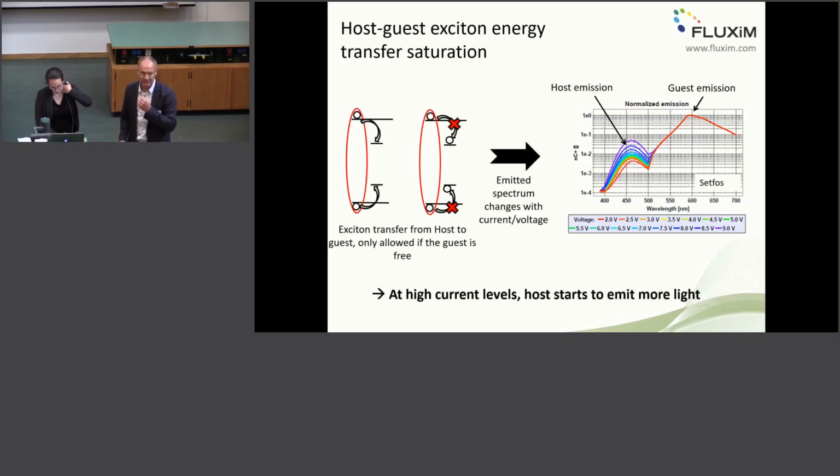We also implemented some saturation effect. Sometimes if you have a host-guest system, the host exciton would transfer its energy to the guest, but if the guest is already fully occupied, with no more relaxed guest molecule to accept energy transfer, then you end up with more emission from the host, and that is shown on the right-hand side. If you increase the voltage, you may end up saturating the guest molecules and having a change in the emission spectrum due to the population of the host.